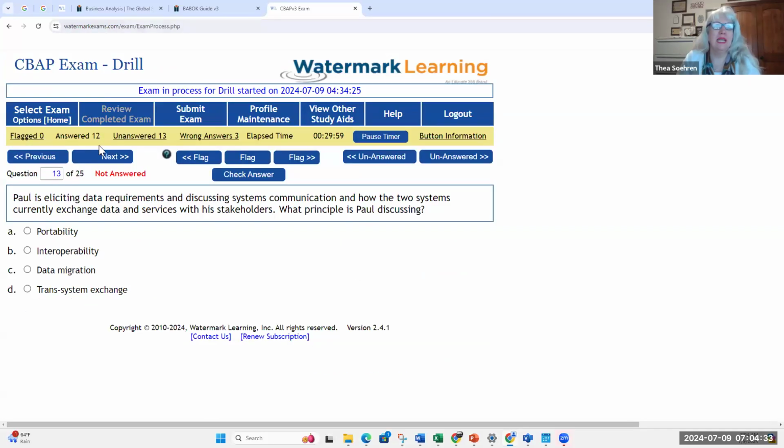Paul is eliciting data requirements and discussing systems communication and how the two systems currently exchange data and services with the stakeholders. What principle is Paul discussing? Is it portability, interoperability, data migration, or trans-system exchange? Of these four phrases, is there one of these that's not even in the BABOK?